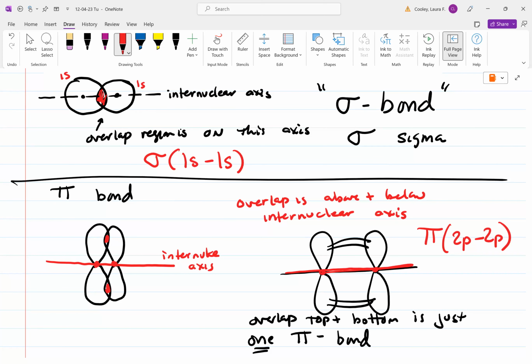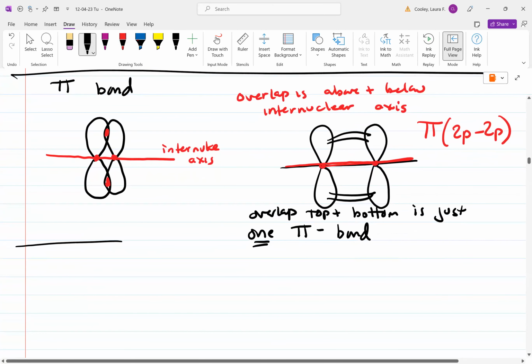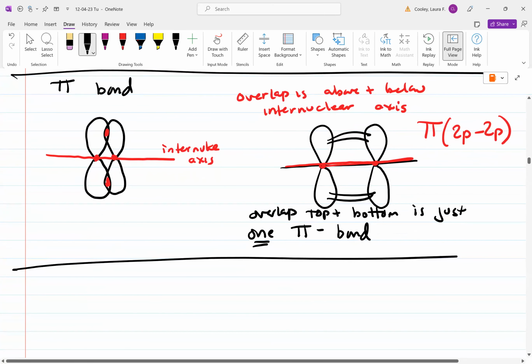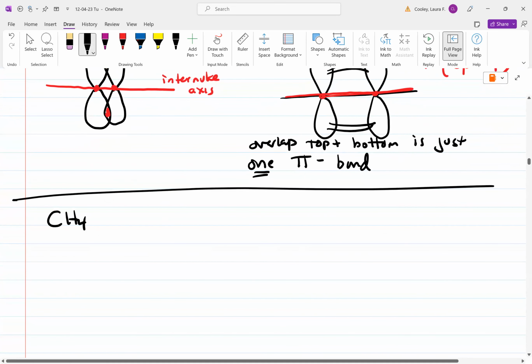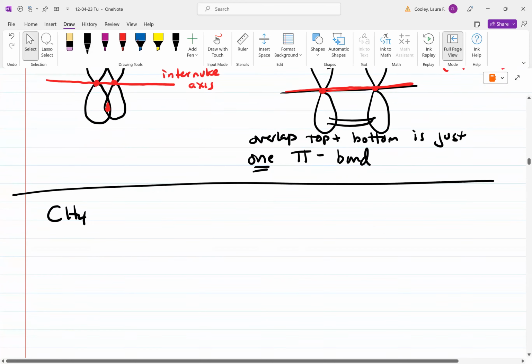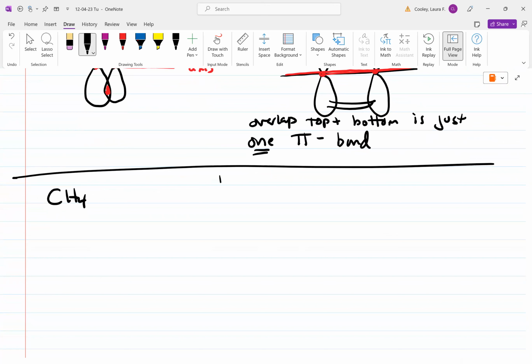Okay, so I'm going to apply this to a relatively simple molecule, the molecule methane. Methane is CH4. And I'm going to tell you the problems that come up when we start to think about the bonding in this simple molecule. So let's talk about bonding in methane.